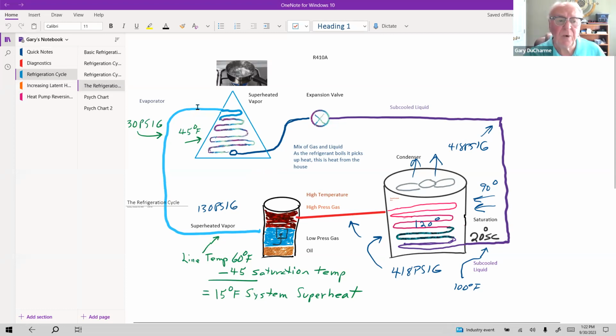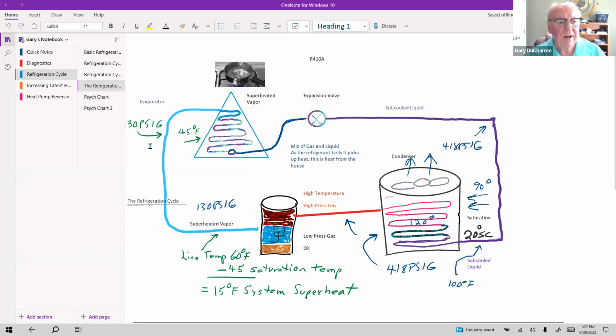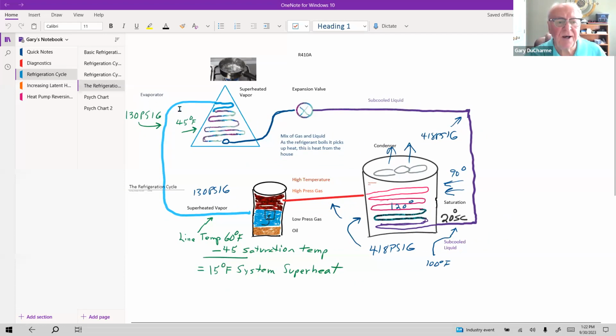And that's just what we want to do, okay? This is still 130 psig in pressure, okay? But now, instead of 45 degrees, this vapor line, if we took a thermometer and put it on this copper line coming out of the evaporator, maybe 48 degrees or 49 degrees or 50 degrees. Let's say it's 50 degrees.